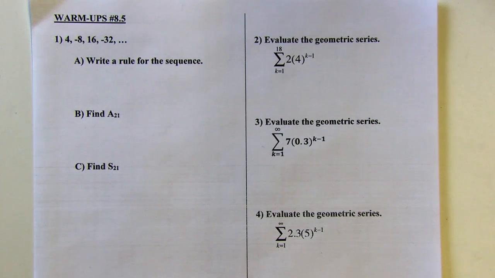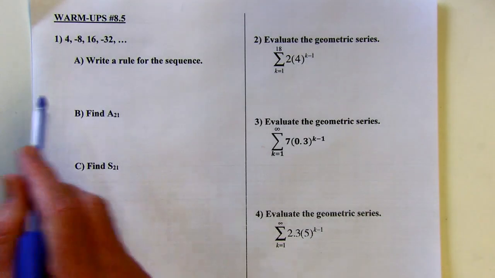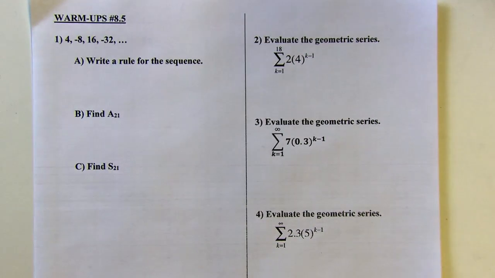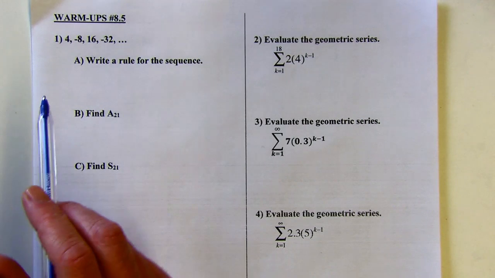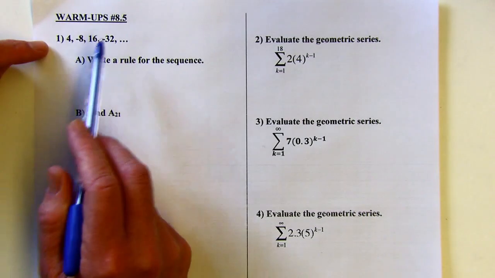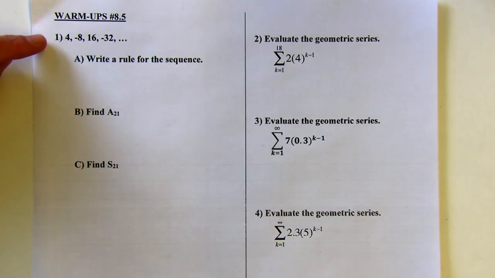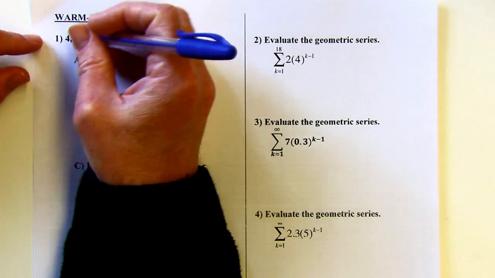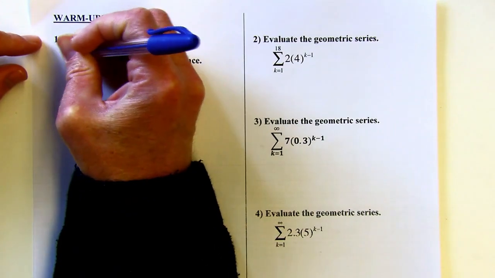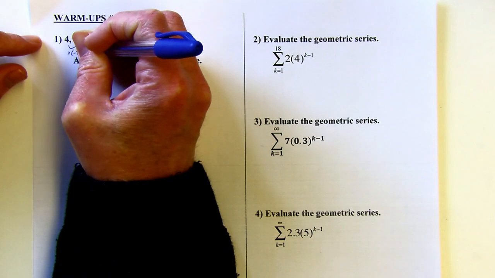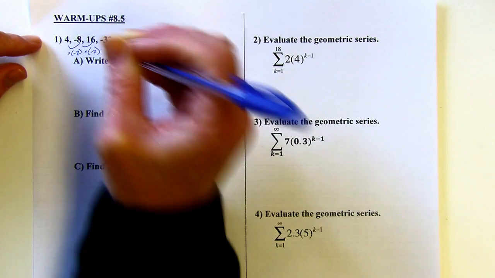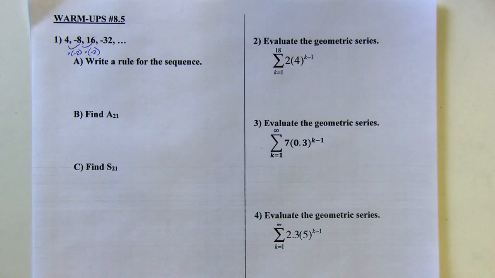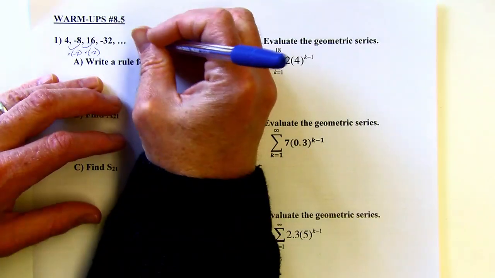Okay, here's warm-up 8.5. I'm going to write a rule for this sequence. So first I need to figure out if this is arithmetic or geometric. So I'm thinking, am I adding the same thing to get from term to term or multiplying by the same thing? In this case, it's going to be multiplication because we can multiply by -2 and go from term to term all the way down the line there, right? So I know then that this is going to be geometric.